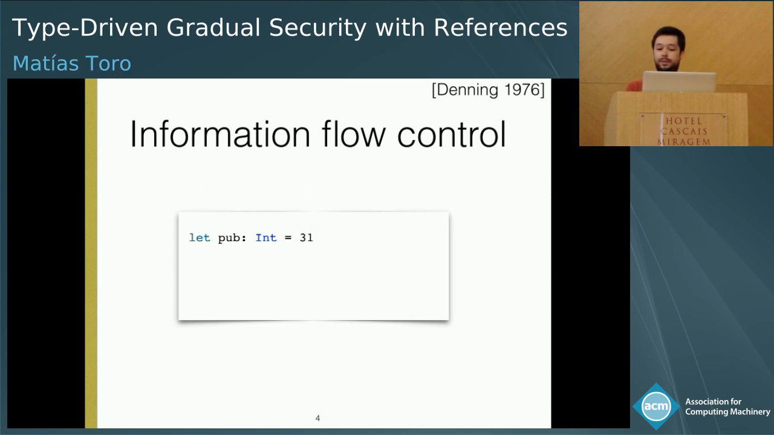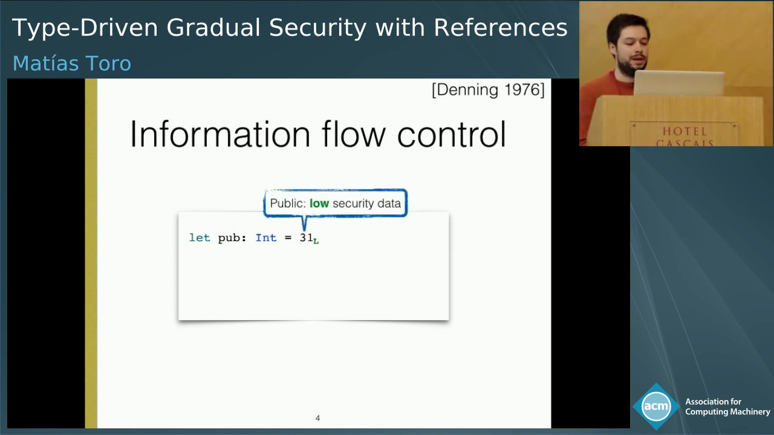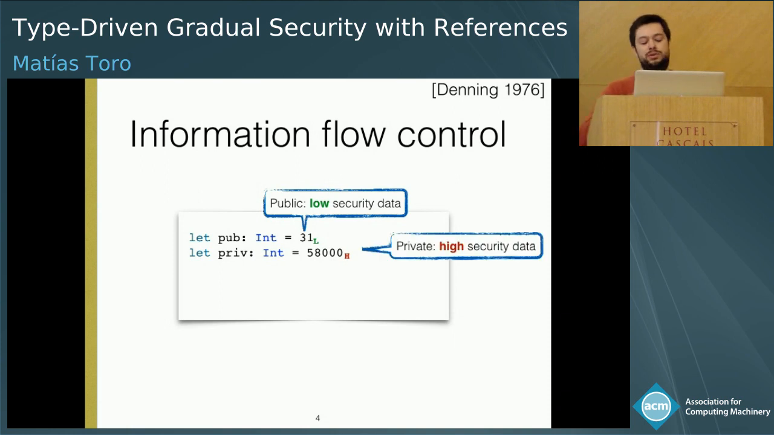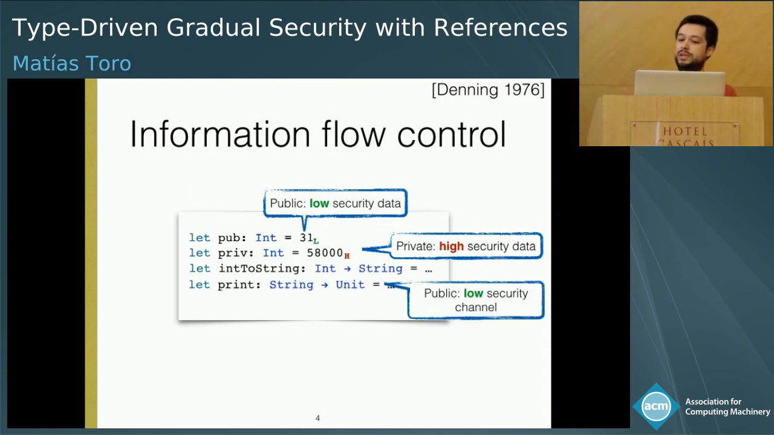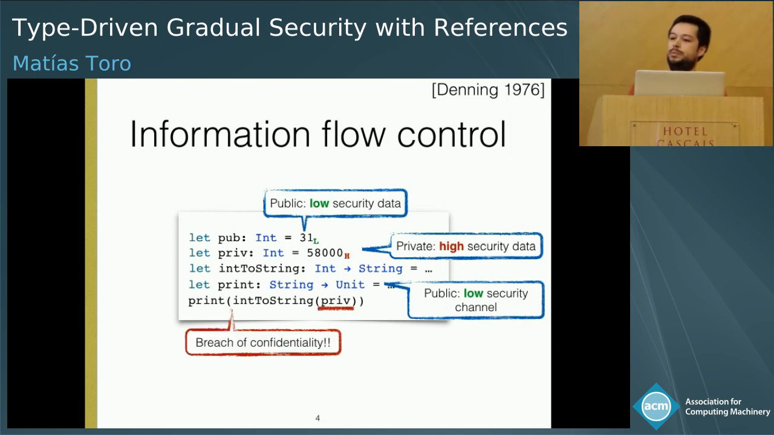For instance, this variable pub can be public for us, so we tag it with some security label L, which represents some low security data. And we can have some other value priv, which for us is private, so we annotate it with some security label H, which represents high security data. Suppose that we have two other functions, intToString and print, where print is a low security channel. If we try to do print of intToString of priv instead of print of intToString of pub, then we're going to have a breach of confidentiality because we are exposing private information into a low security channel.